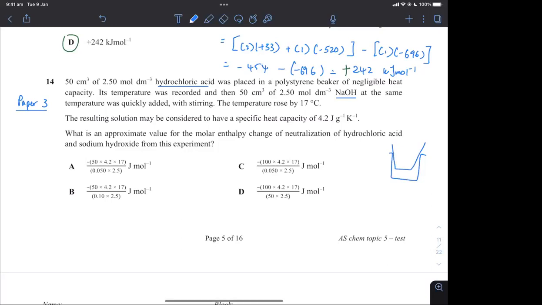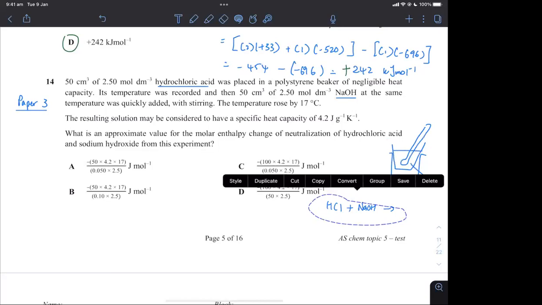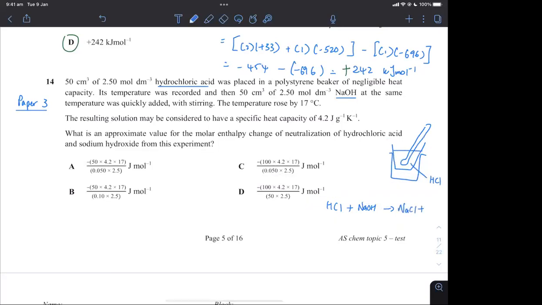So you put a beaker and then you support the plastic cup or the polystyrene cup on top of it. You have the thermometer in there. What you have there is you put in some HCl, and then you're going to put in the NaOH later on. In a neutralization reaction, HCl plus NaOH will give you NaCl and H2O. But then you also learned, even from O-level, the ionic equation, H+(aq) plus OH-(aq) gives you H2O(l).